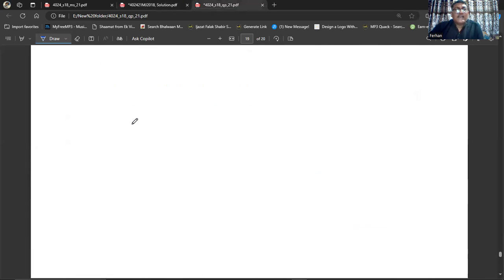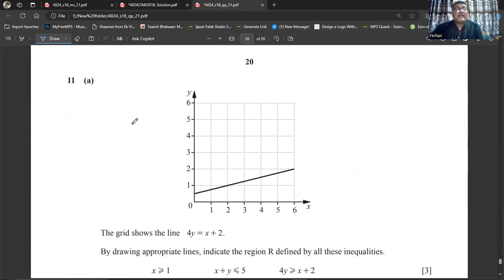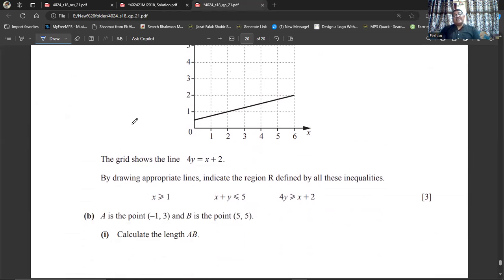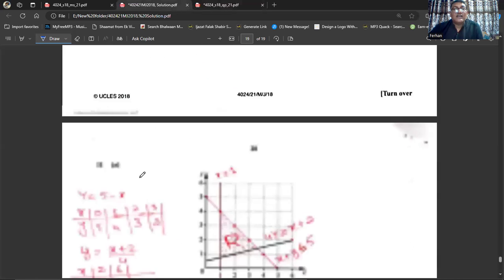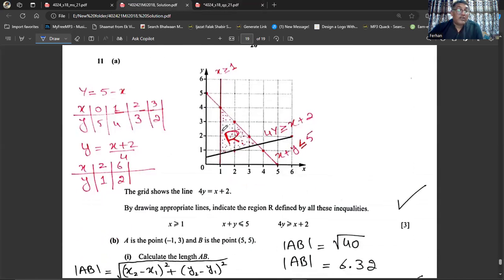Okay, so we are going to the next question, and that is question number 11, part a. The grid shows the line 4y equals x plus 4. By drawing appropriate lines, indicate the region R defined by all these inequalities. The first line given here is x equals 1. X equals 1 is a vertical line. So you can see I have drawn here this line x equals 1. It says x is greater than 1, so you have to remain on the right side of this vertical line.